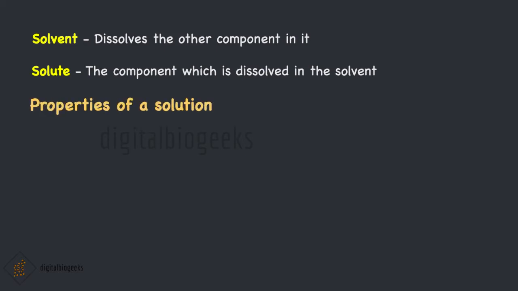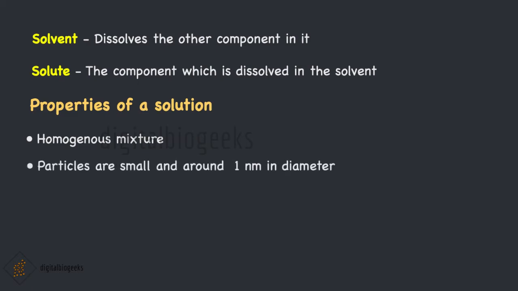Earlier I mentioned that a solution is a homogeneous mixture, that is, all the components are evenly distributed. The particles of a solution are very small and we cannot see them with our naked eyes. They might be around 1 nanometer in diameter. Can you see sugar in lemonade? No. As the sugar particles dissolved are really small in nature, we cannot see them.